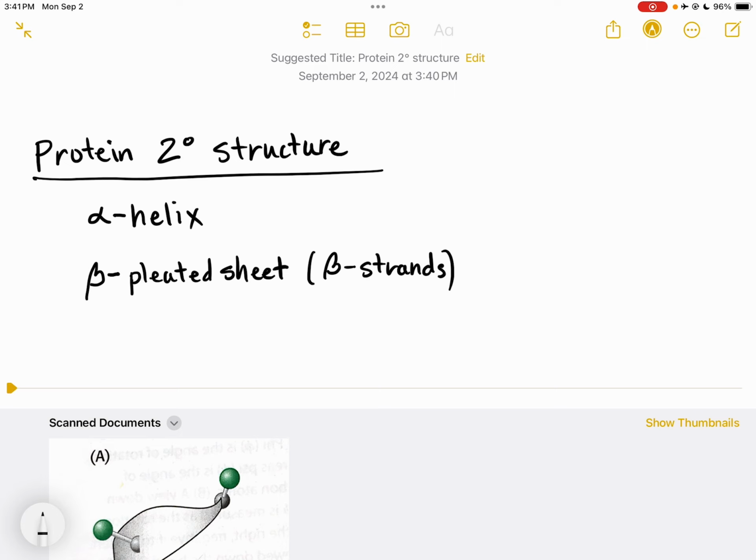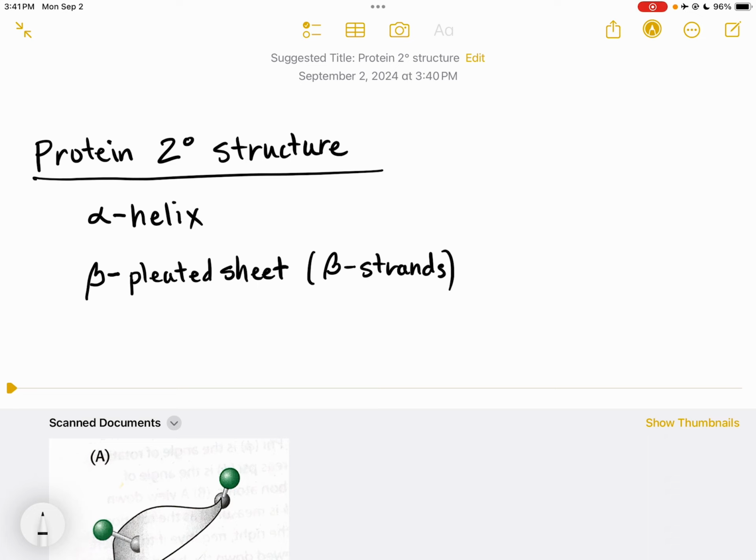Hello, biochem students. So we have an activity on protein structure. Well, actually, we have several. One was on primary protein structure and amino acids. This video is on secondary structure of proteins.